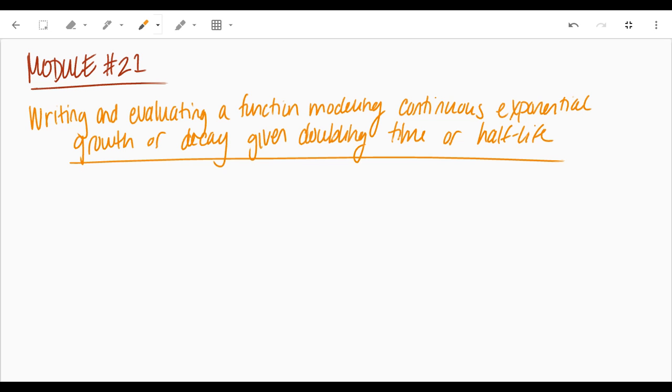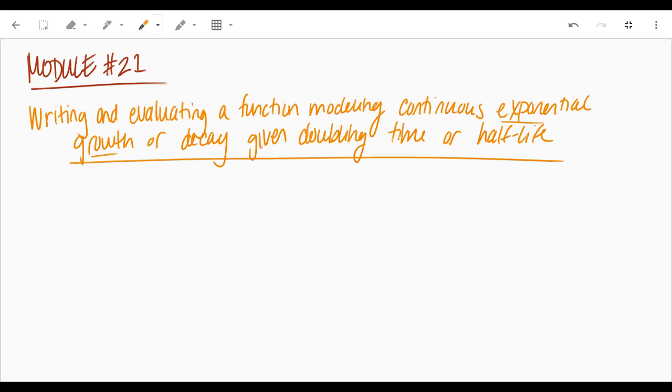Module 21, we have a little more applications of these exponential growth, and there's only 4 topics here. So we're going to start with writing and evaluating a function, modeling continuous exponential growth or decay, given doubling time if it's growth or half-life if it's decay. Okay, and notice that we have continuous exponential growth.